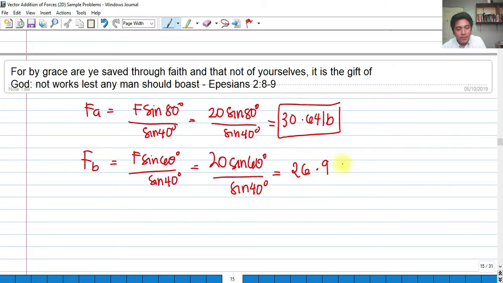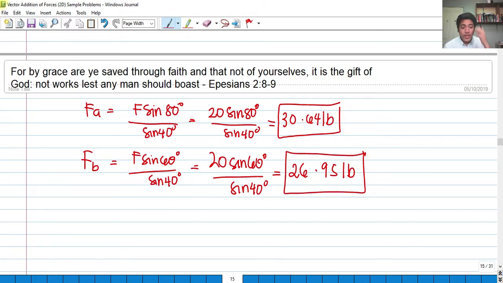So, if we solve this, 26.9 pounds. Let me just recheck. 20 sine 60 over sine 40. That should be 26.9 pounds, or 26.95 if you have two decimals. So 26.95 pounds, or simply 26.9. So that is it. That is our answer for this problem.